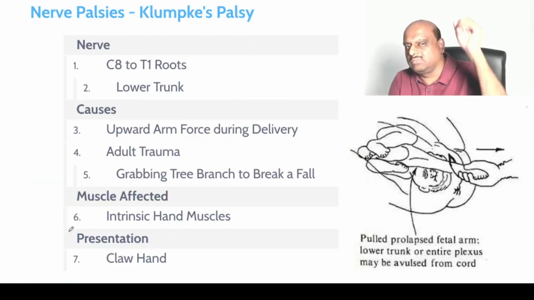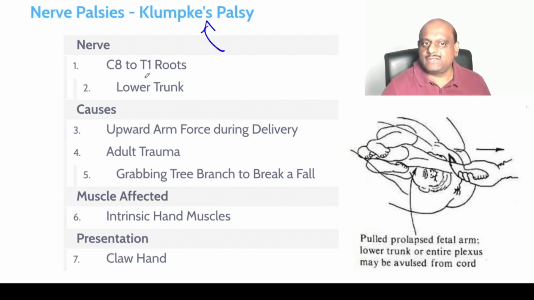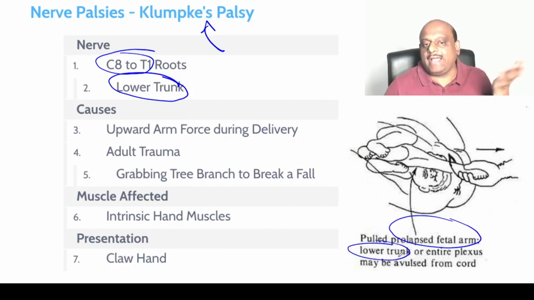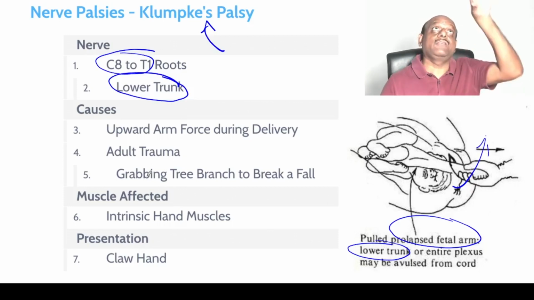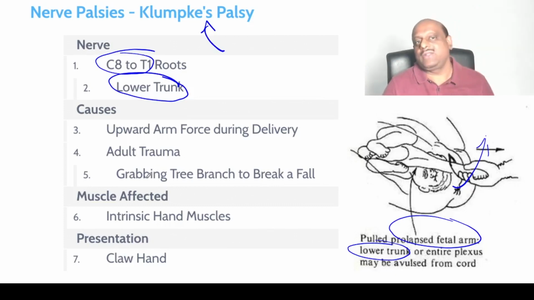Then what is a lower brachial plexus injury, doctor? Klumpke's paralysis, C8 and T1, the lower trunk. And when does it happen? Typically, whenever there is a prolapsed fetal arm, you are trying to pull that prolapsed fetal arm, the lower trunk or the entire plexus is injured because of your upward arm force at the time of the delivery. Similarly, if somebody is falling down, he happens to grab the branch of the tree. That also leads to the development of Klumpke's paralysis.